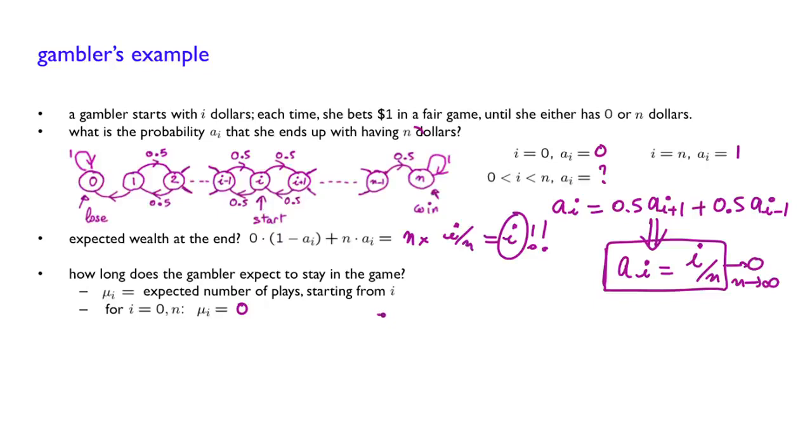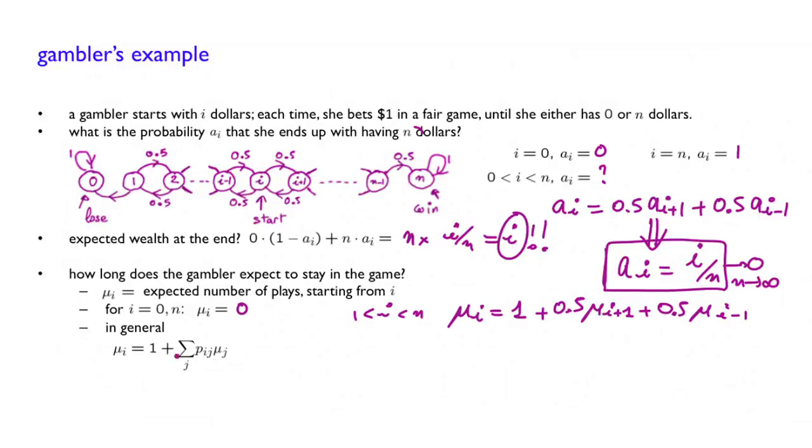And otherwise, you use the same kind of derivation that we had. If you start at I between 1 and n minus 1, then you will see that mu of I, after one transition, plus 1, you will either be in state I plus 1, and in that case, this expectation will be mu of I plus 1, or you will be in state I minus 1, and in that case, the expectation is mu of I minus 1. So this is an equation that is almost the same as this one, except that you have a plus 1 in it. And as we had discussed before, in general, this is the kind of formula that you have.